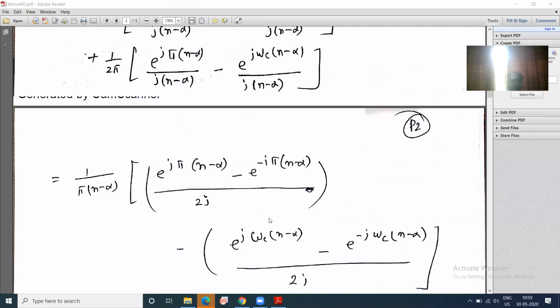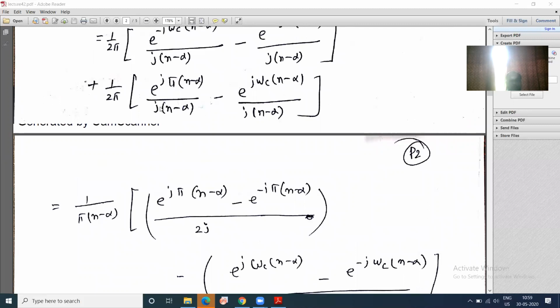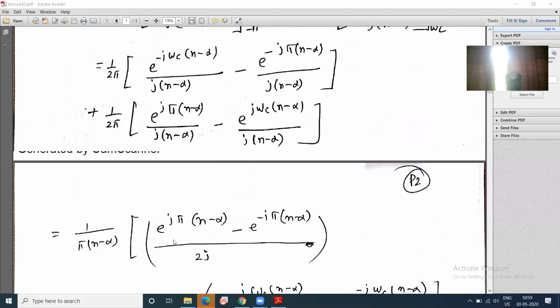Then if you simplify this further, I have taken 2j inside and pi times n minus alpha. This is one section. So what I have done, I have written e power j times pi n minus alpha, this term, minus this term. Pi times n minus alpha I have taken out, and I have taken 2j here.